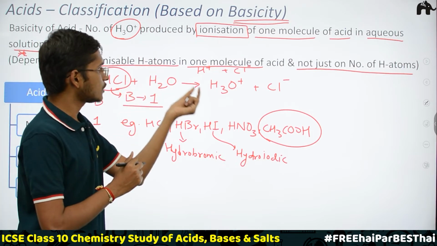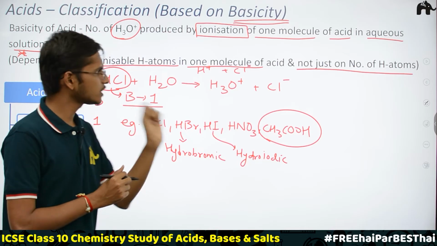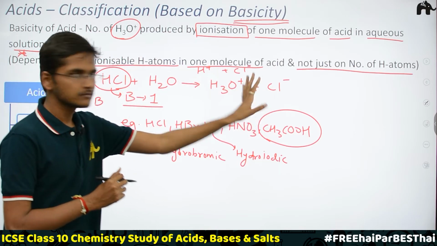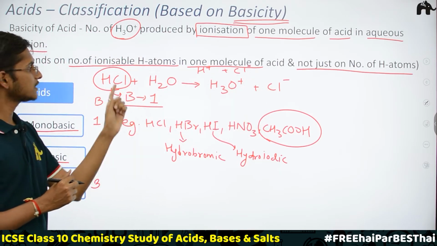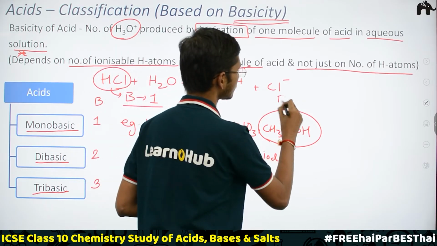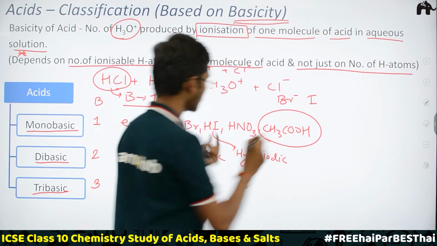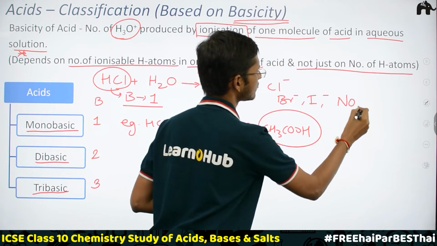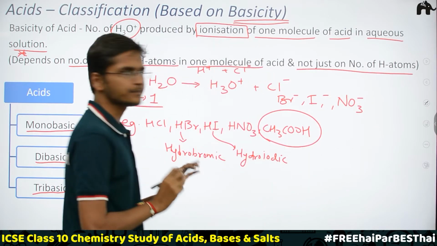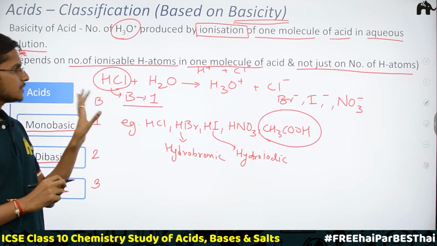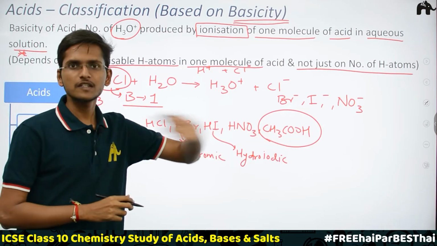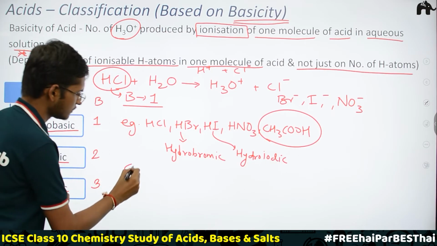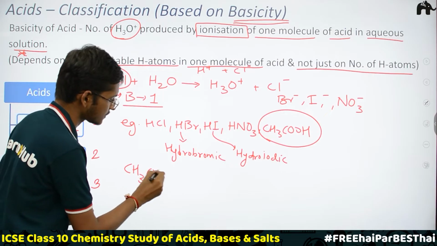Now water we would add, we would get one hydronium ion, and just the negative ion would be different. In case of HBr, it would be Br minus. In case of HI, it would be I minus. In case of HNO3, we have already seen, it would be NO3 minus. Very simple. Now let's see the CH3COOH part. We have already studied its ionization equation as well.